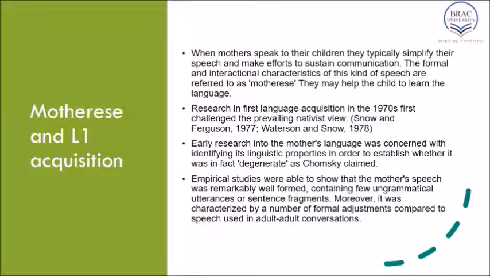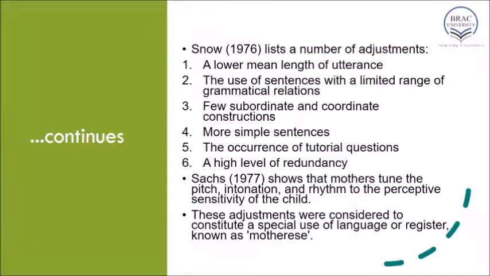Early research into the mother's language was concerned with identifying its linguistic properties in order to establish whether it was in fact degenerate, as claimed by Chomsky. Empirical studies were able to show that the mother's speech was remarkably well formed, containing few ungrammatical utterances or sentence fragments. Moreover, it was characterized by a number of formal adjustments compared to speech used in adult conversations. Now, the question that arises is, what are those adjustments?